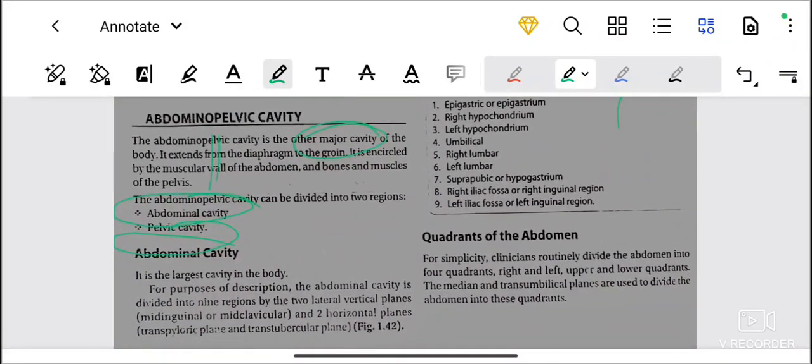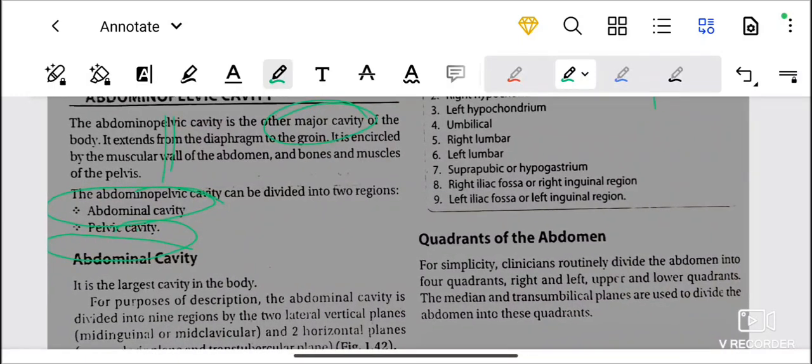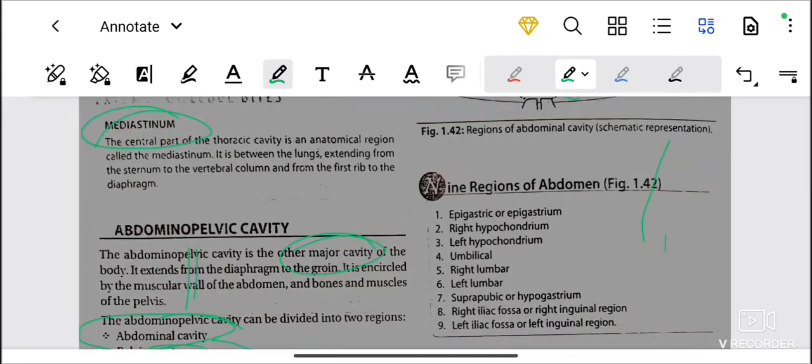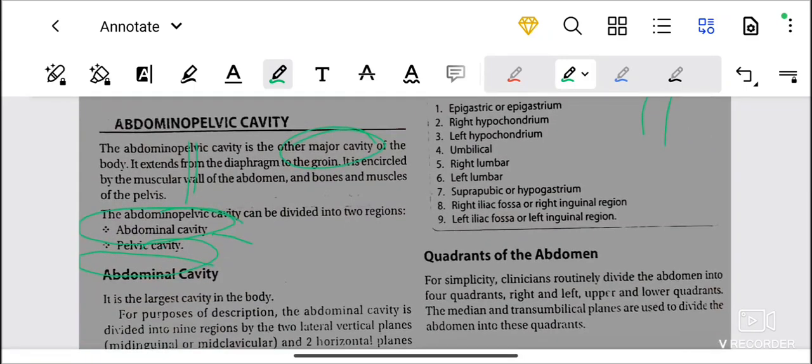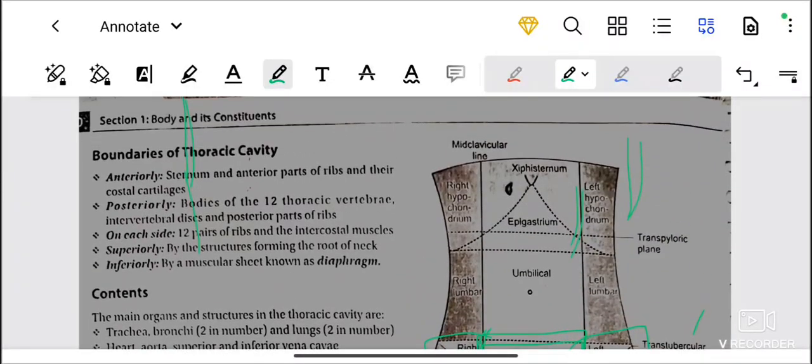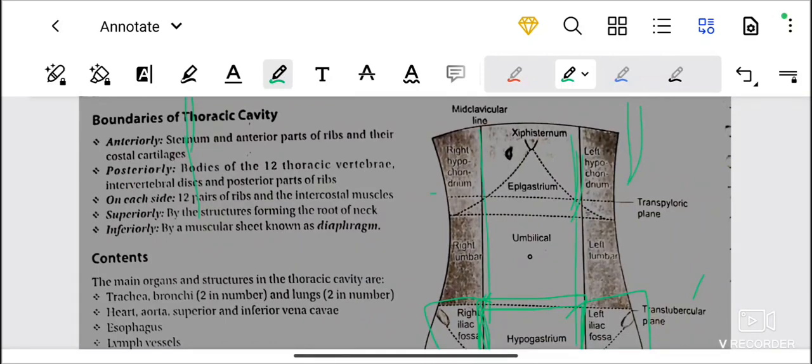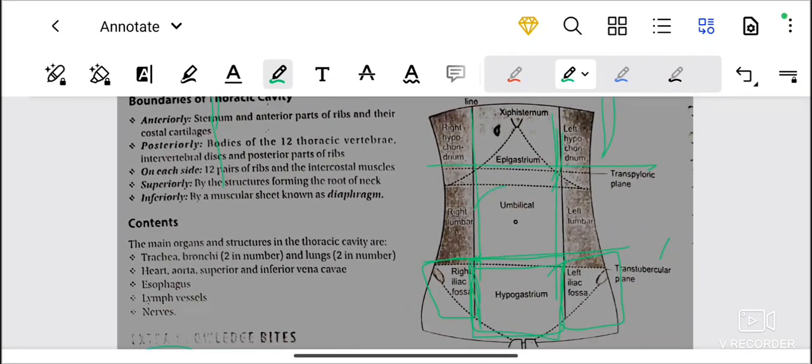And the next, quadrants of the abdomen. For simplicity, clinicians divide the abdomen into 4 quadrants, that is right and left and upper and lower quadrants, by the median and transumbilical planes. So the 4 quadrants are formed by the midline, horizontal and umbilical planes.